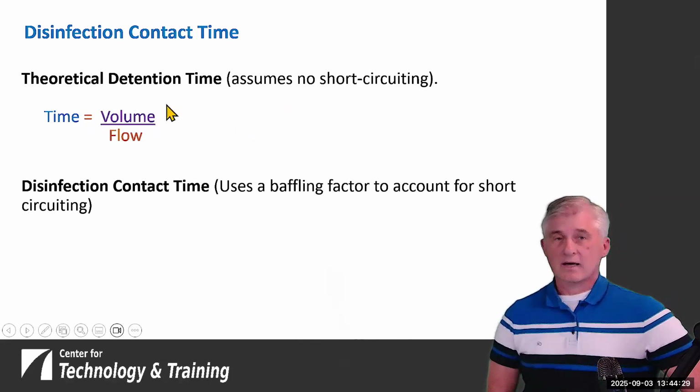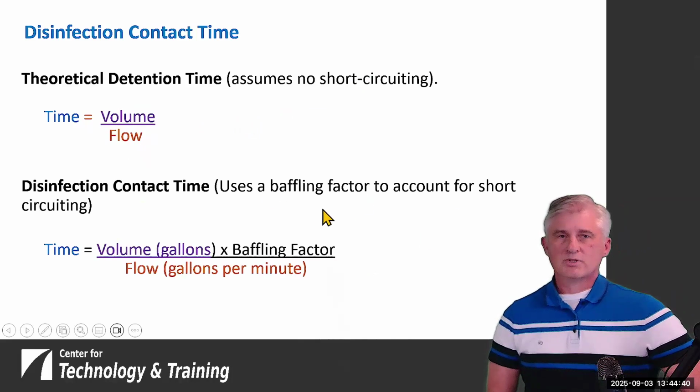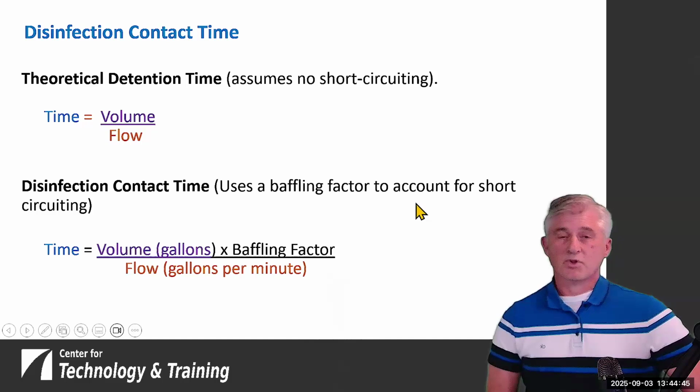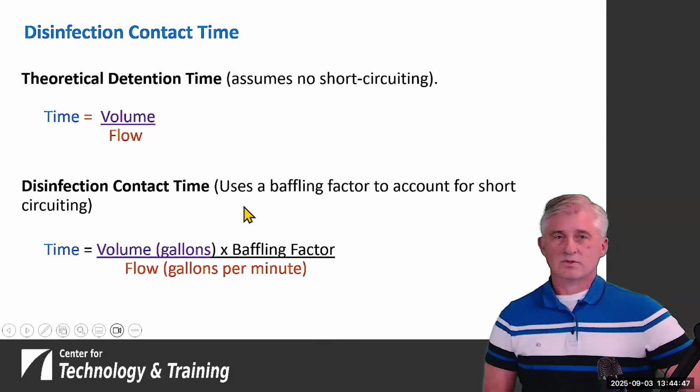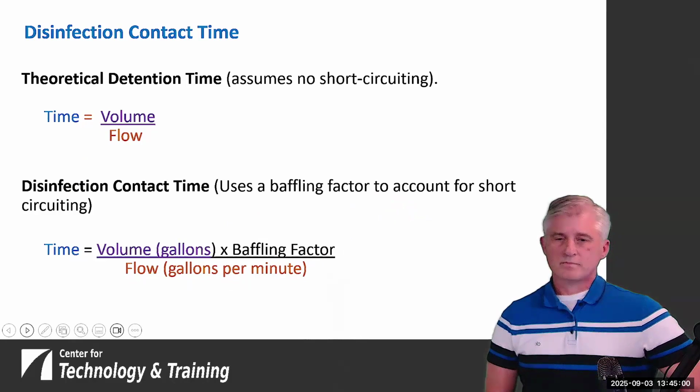That might be the case if you're putting it into a pipe. But if you're putting it into a tank, quite often they'll have to have baffles in those tanks in order to make sure that the chlorine comes in contact with all the water, and we don't have short circuiting. So our time is changed. We're going to take our volume in gallons, and we're going to apply a baffling factor to that, and then we'll divide that by the flow.